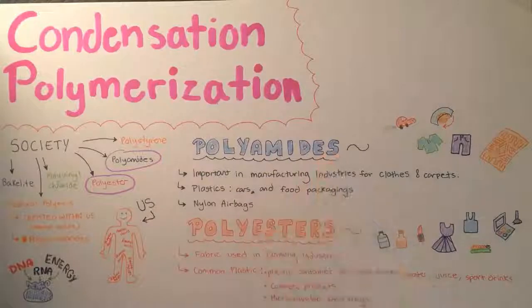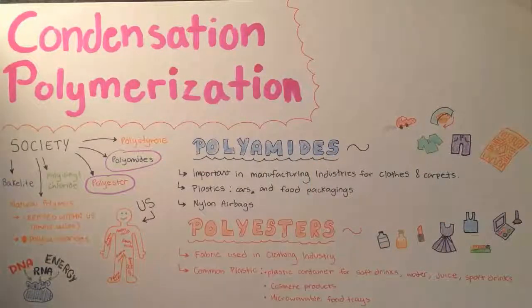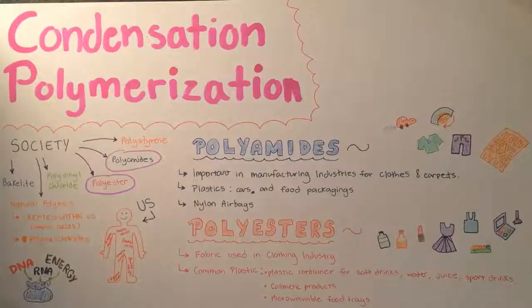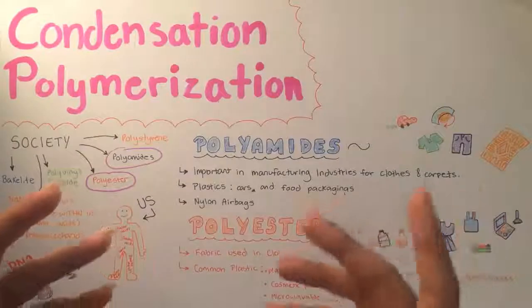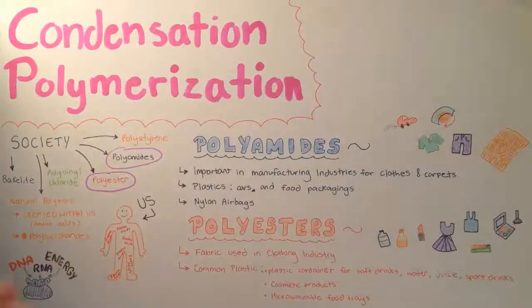Polyamides are used within the manufacturing of clothing and carpet due to having high strength, abrasion resistance, and other useful properties. Polyamides have other uses within our society such as airbags and more. Polyesters are well known within the clothing industry, but they're also used to make plastics. In fact, polyester is a common plastic within our society. All in all, there are so many different types of polymers within our society that play a huge role in our lives, and we highly depend on them.